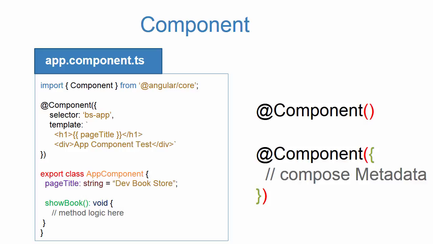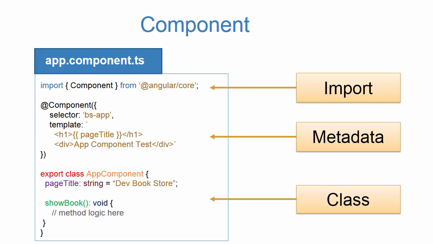A few that we've already used are selector, which defines the component directive's name, as well as template, which defines the component's view. We then made sure to import our component features from Angular core, so we're able to create our decorator below.